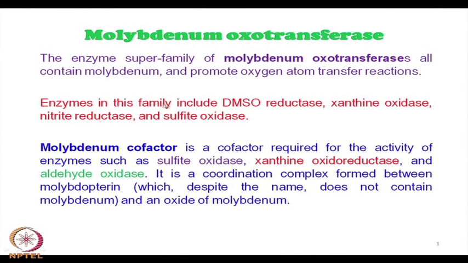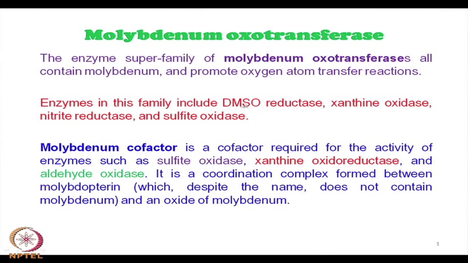There are a large number of these molecules present, and we will see 2 or 3 examples. One of them is dimethyl sulfoxide reductase, then xanthine oxidase, nitrite reductase and sulfite oxidase. All these are nothing but the transfer of oxygen. So if we are able to transfer this oxygen, which we are unable to do without the help of these enzymes, that means from the water molecule itself.